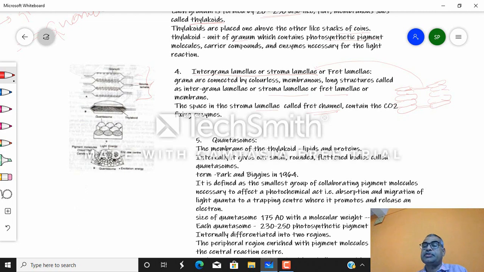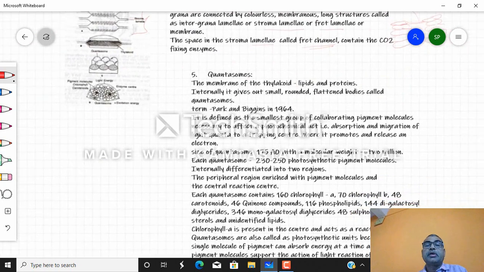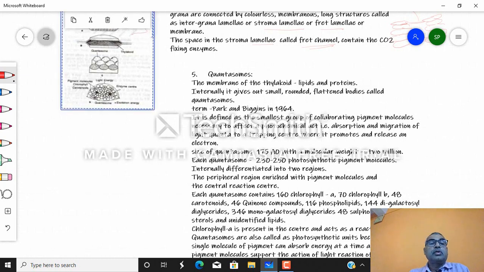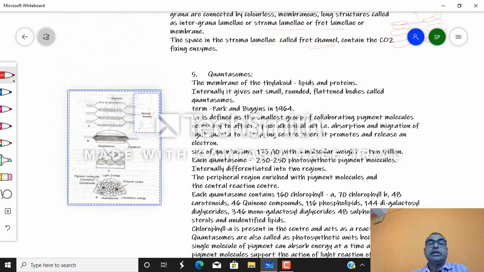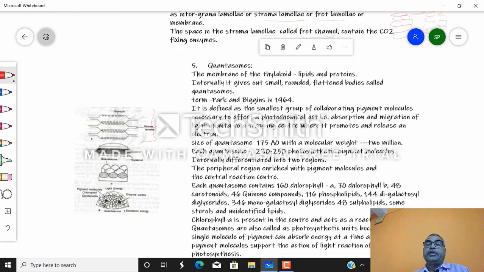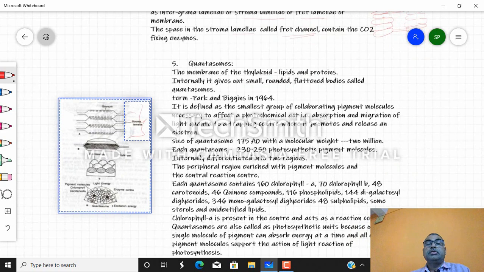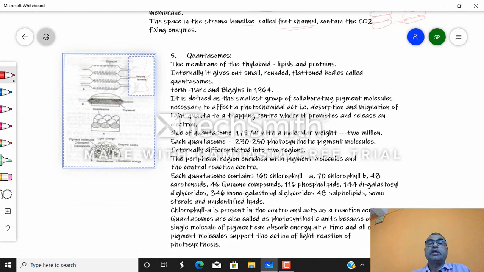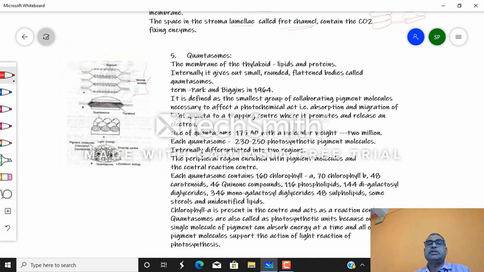Just say about the quantasomes. Here we have to see about the thylakoid and then the quantasome. The membrane of the thylakoid is lipoproteinous, that means it is made up of lipids and proteins. It is just like a unit membrane. Internally, it gives out small rounded flattened bodies which are called quantasomes.